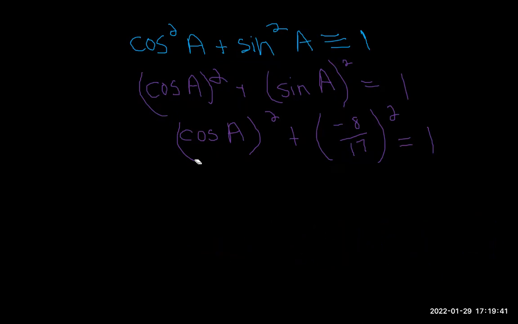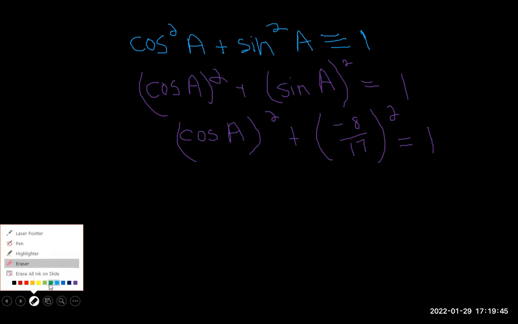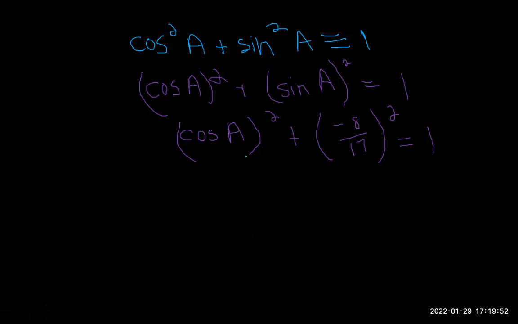Like I said, all we're doing is trying to find this value of cos A, because we need that value of cos A in order to find the exact value of cos(A minus B). So, like I said, this is just basic algebra here.